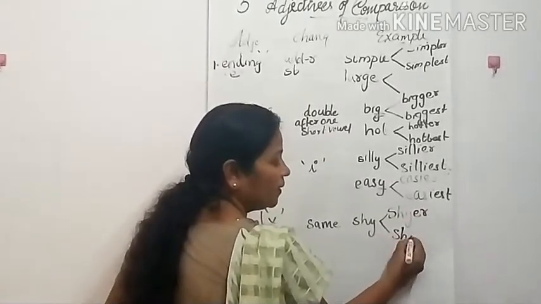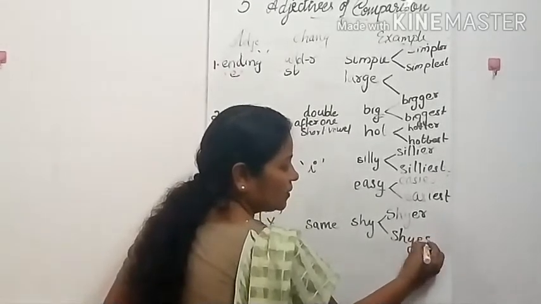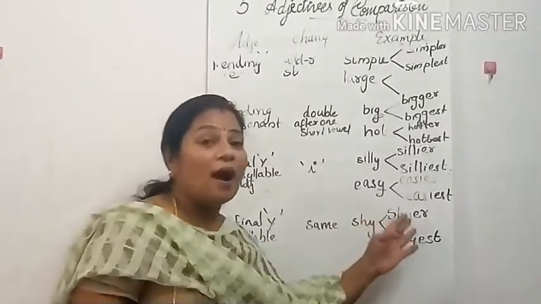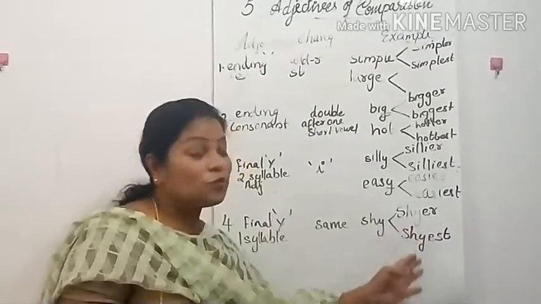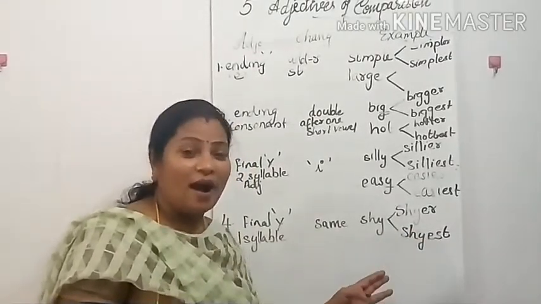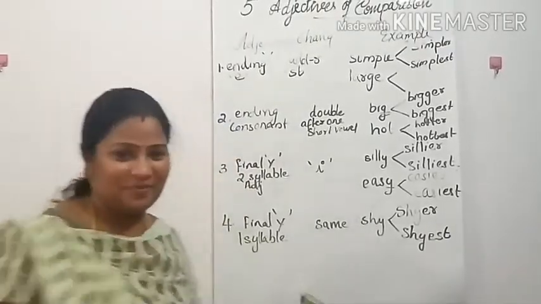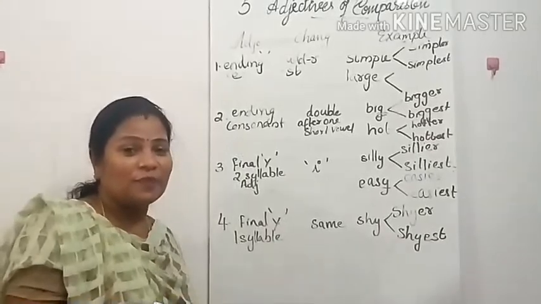And here, shyest. Okay. That's why I said in comparative mostly ER, and in superlative, IEST or EST. Anyway, there will be S. Okay. So, the next one, the fifth rule.